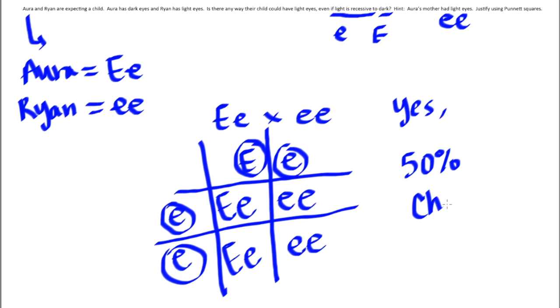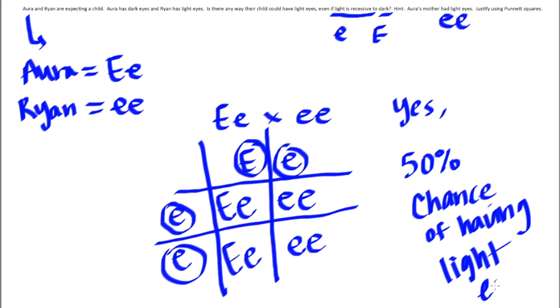50% chance of having light eyes. And that is question number 1 on your worksheet here.